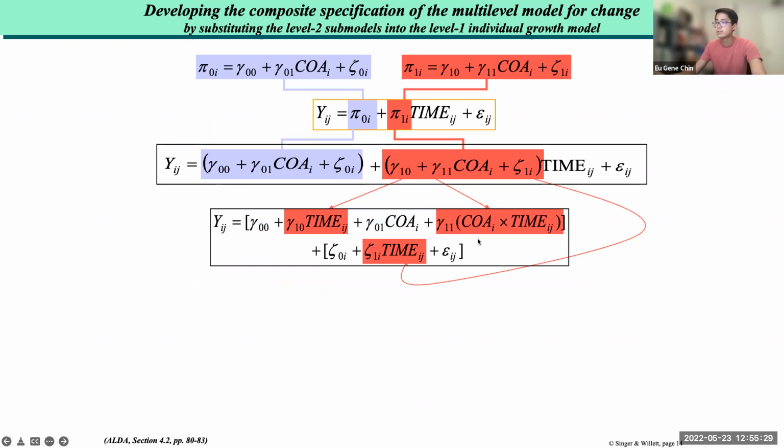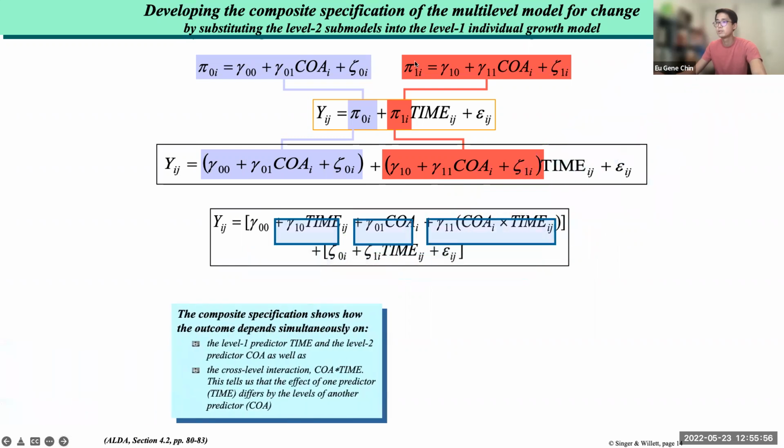Gamma 11 represents the effect of having parents who are alcoholics, and how that affects the slope in terms of the population's average slope. And then this is basically zeta multiplied by time. So this formula here is basically the same as this formula here, which is a combination of level 1 and level 2 residuals.